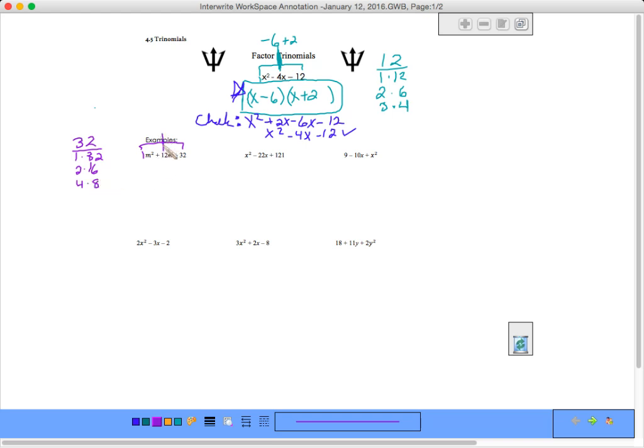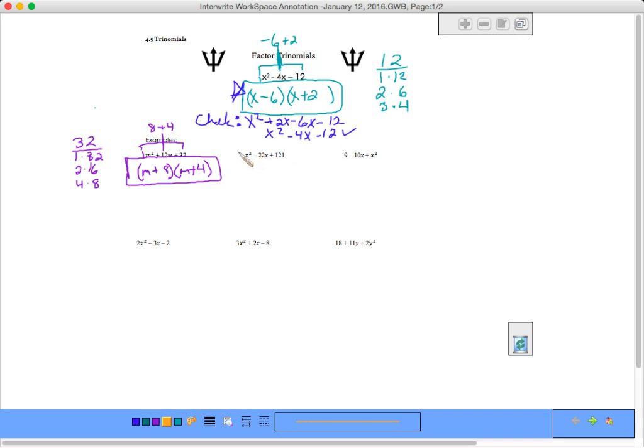To get positive 12, well, it's not going to be this. That's going to be too big of a number. 16 minus 2 isn't quite there. That's 14. Then here, 8 plus 4 is 12. So I have 8 and 4. Whatever's here doubles up. So m here and m here, and plus 8 and plus 4. Okay. All right. This one is done. And I can FOIL it back out to check it if I'd like.